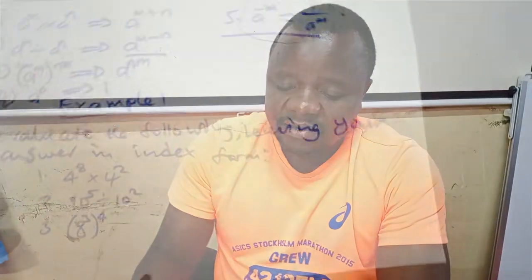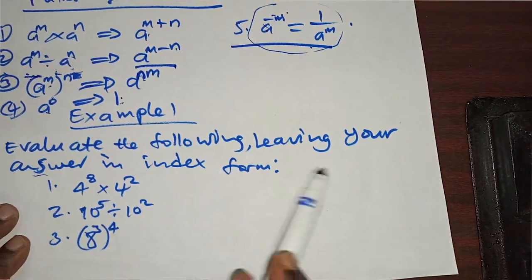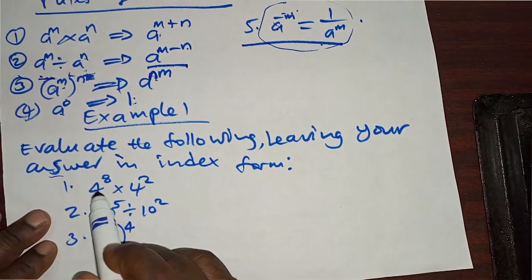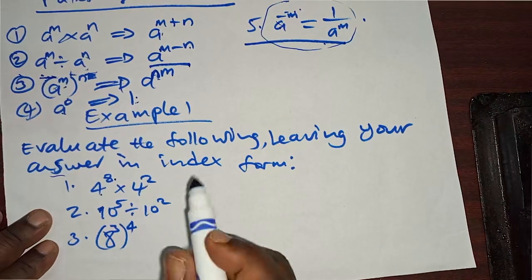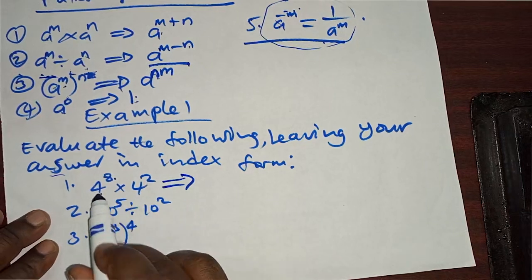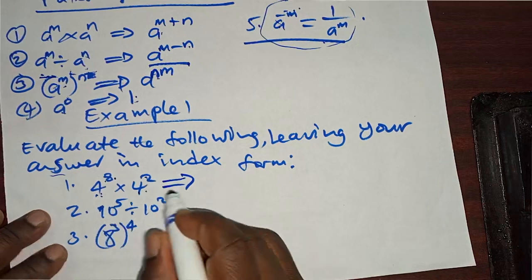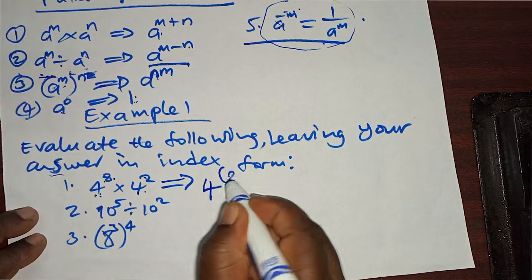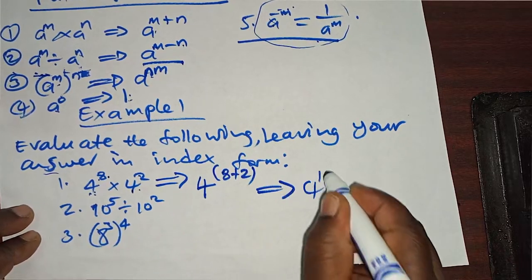So we have a problem like, for example, 1. Evaluate the following, leaving your answer in index form. 1, we have 4 to the power 8 multiplied by 4 to the power 2. Now we are going to apply the first law, because we are multiplying indices of the same base. Then we are going to add the powers. We take one base, which will be 4 to the power 8 plus 2, which indeed becomes 4 to the power 10.